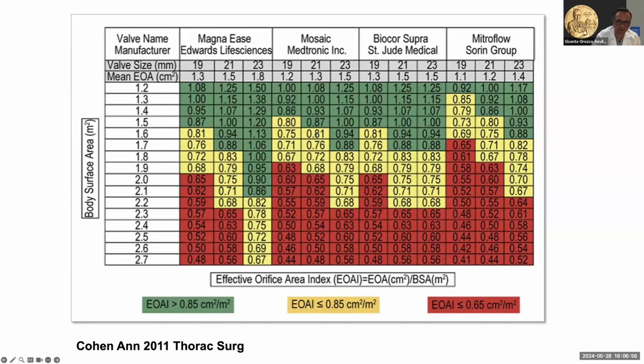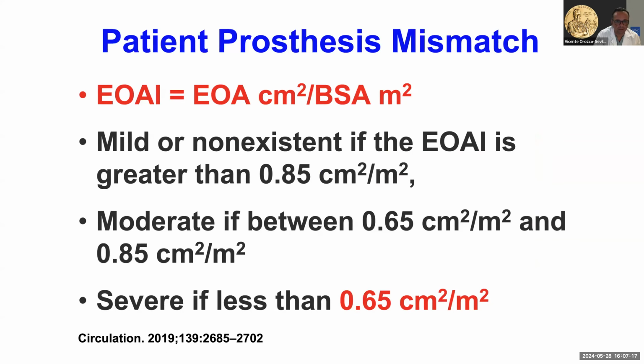Also, not all valves were created equally. As you can see, this is an old diagram, but we have all these nomograms in the OR ready to go, so they can tell us exactly if it's a good valve or a good effective orifice area for our patient. So this is the definition. Severe is less than 0.65 centimeters squared, but we are also concerned when it's less than, as we mentioned, 0.85, because it qualifies as moderate. But severe is what we are trying to avoid.